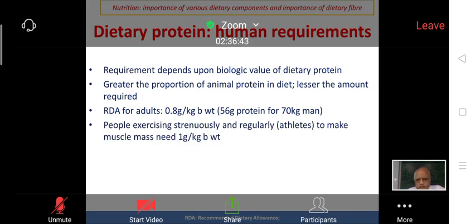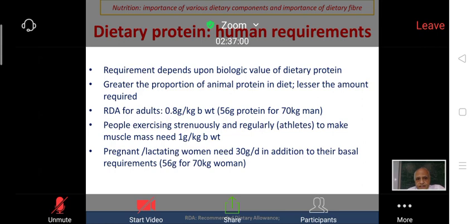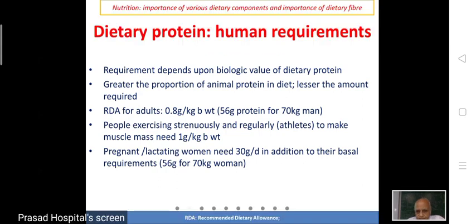People exercising strenuously and regularly, or athletes, professional athletes, and they want to make muscle mass, they need 1 gram. So it is little bit more or 20% more. So that means you need about 60, 70 gram protein if you are a 70 kg man. Pregnant and lactating women also need 30 grams in addition to their basal requirements. So 56 grams is the required per person. Now women during pregnancy and during lactation need at least about 90 or 80 grams of protein per day.